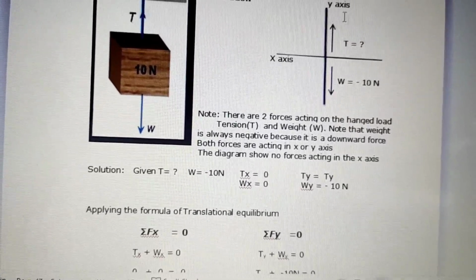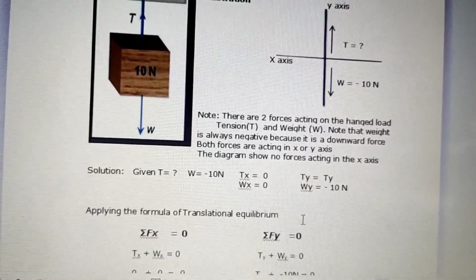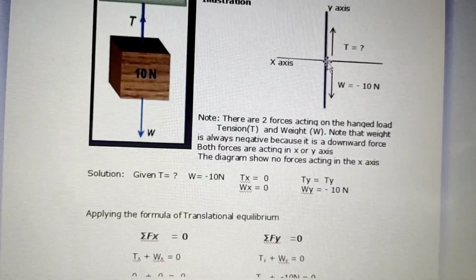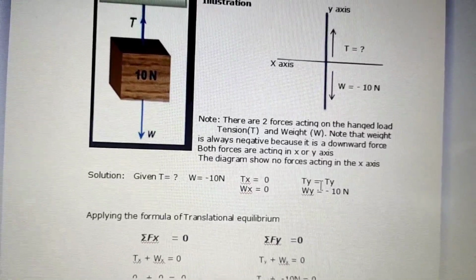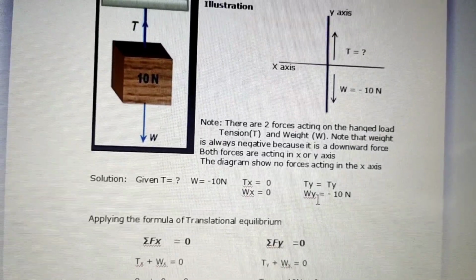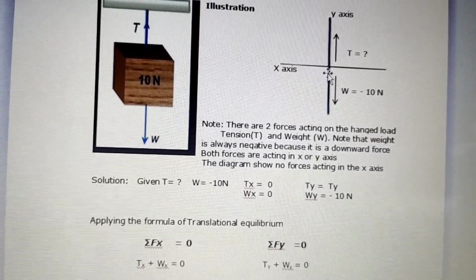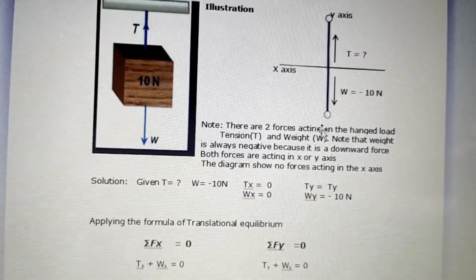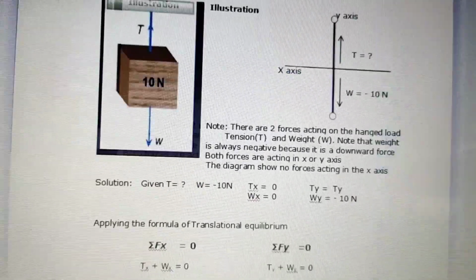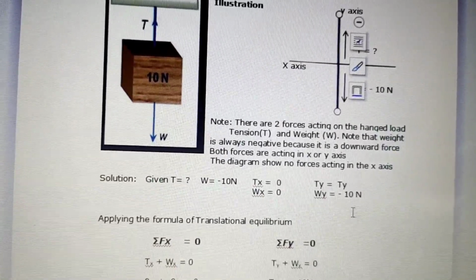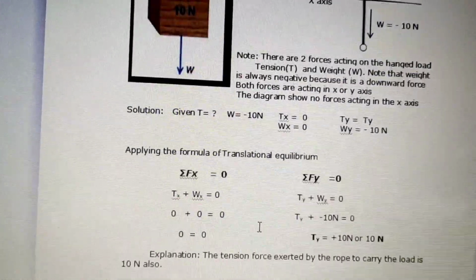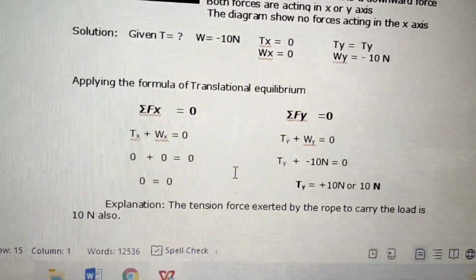What we have in the illustration or the diagram is tension y. This is your tension y, equals Ty because it is our unknown. Wy, or your weight, which is a downward force, has a value of negative 10 newtons. Applying the formula of translational equilibrium, we have this.